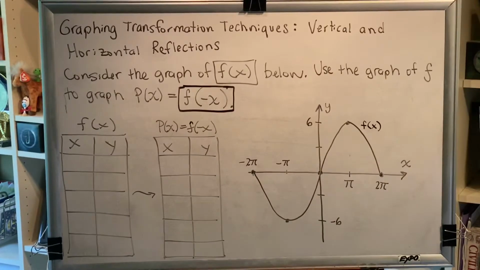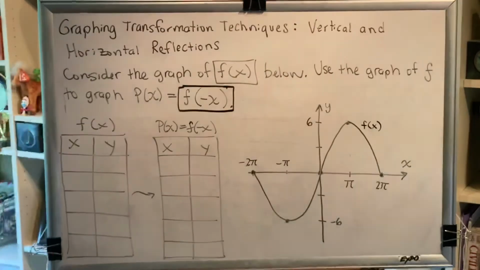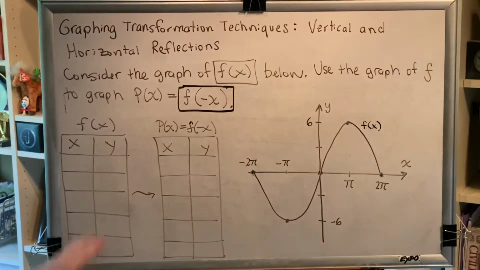The topic of this video is graphing transformation techniques, vertical and horizontal reflections. Consider the graph of f of x below, shown here. Use the graph of f to create the graph p of x, which is equal to f of negative x.